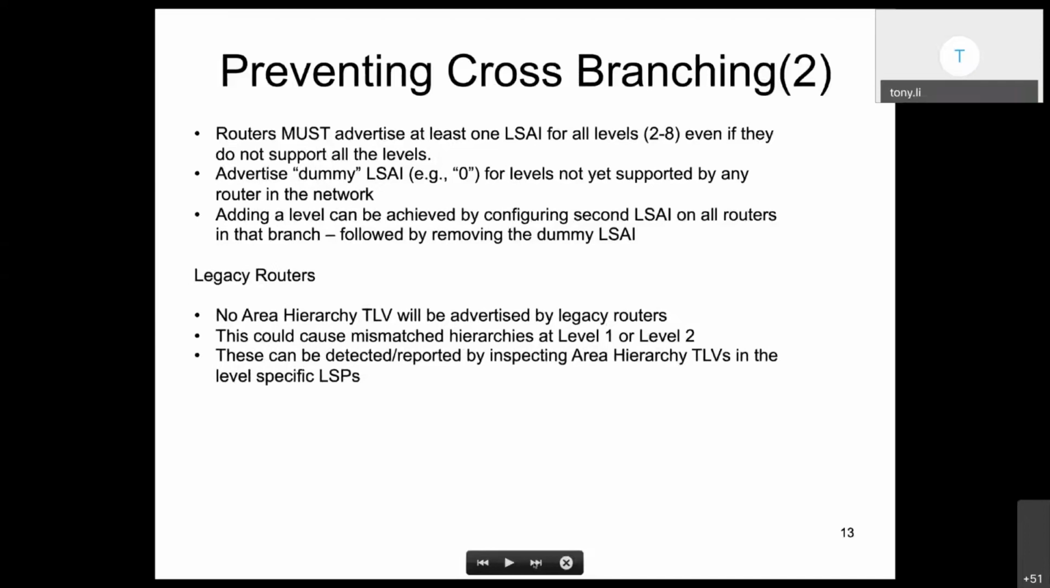I mean, you're saying if you ever might plan to use a level 5, you should start by advertising 0, so someday when you get there, you don't have a transition problem, right? Right. So all I'm saying is, if you just advertise 0 in all levels that aren't configured, then you never have that problem. It's done already, right? You could do that. Of course, you're spending LSP space if you do.